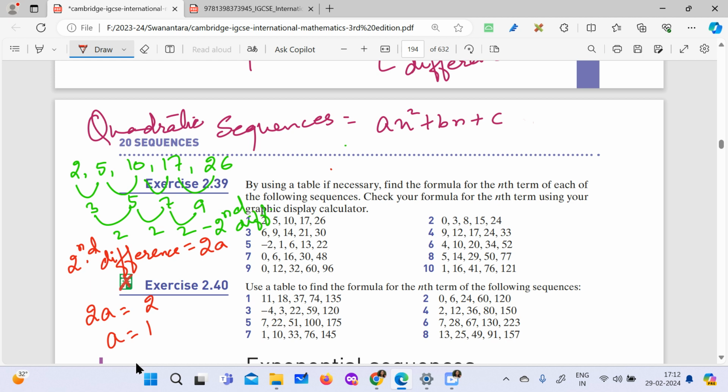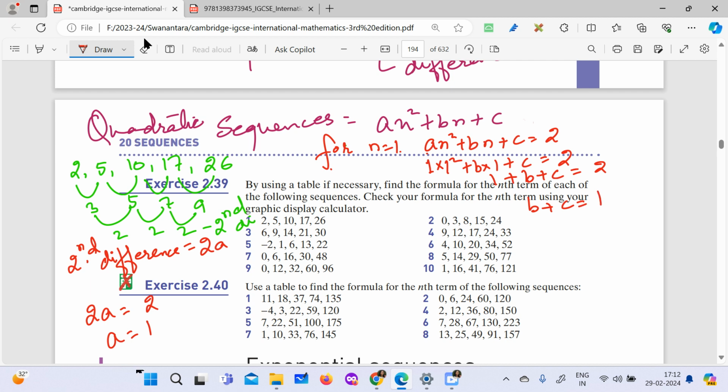Let's calculate the value of b and c as well. So we will do it like this. For n equal to 1, when your position is 1, what is the term at the first position? It is 2. So you have an square plus bn plus c is equal to 2. Now a is 1, n is 1, so b into 1 plus c is equal to 2. Now you have 1 plus b plus c equals 2, and you can say b plus c is equal to 2 minus 1, that is 1. Let me mark this as my equation 1.